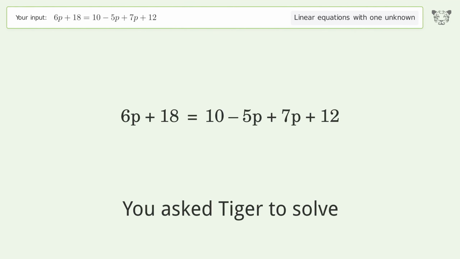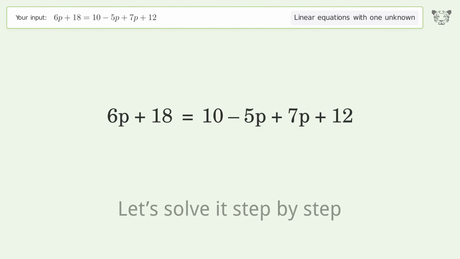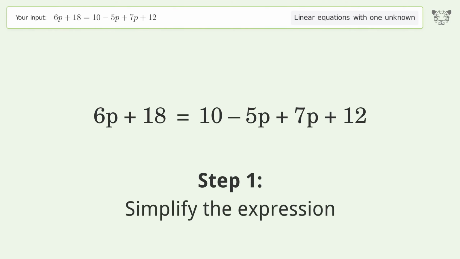You ask Tiger to solve. This deals with linear equations with one unknown. The final result is p equals 1. Let's solve it step by step. Simplify the expression. Group like terms.